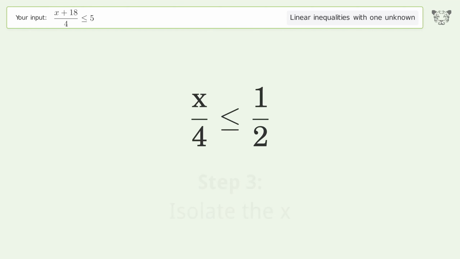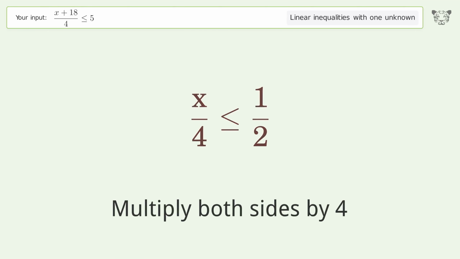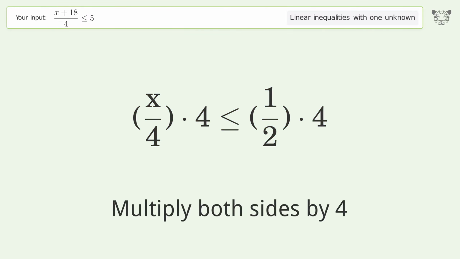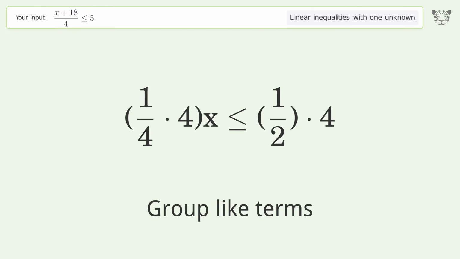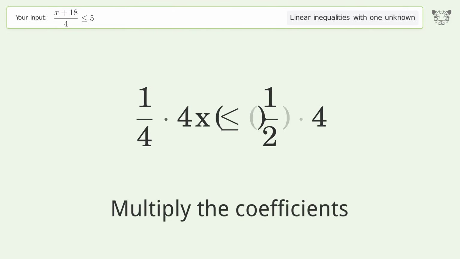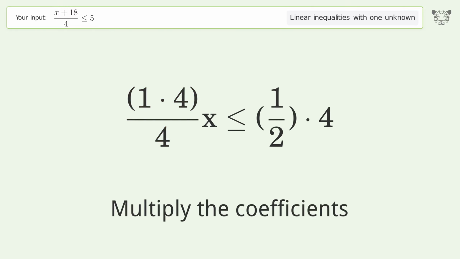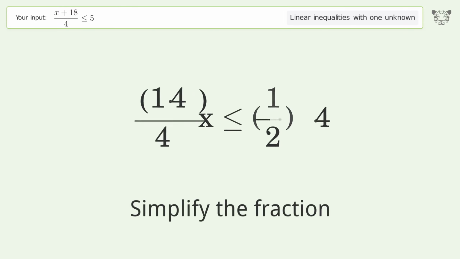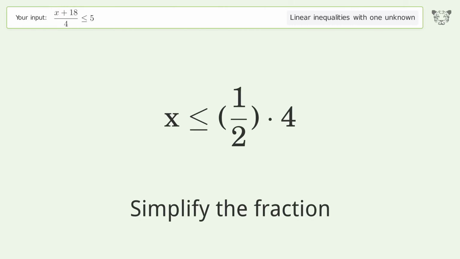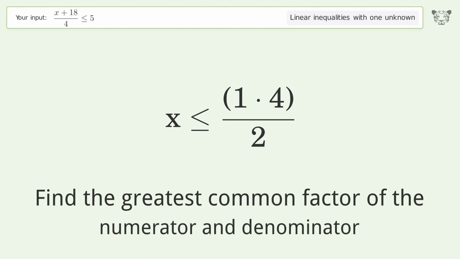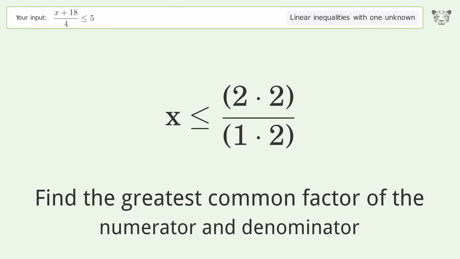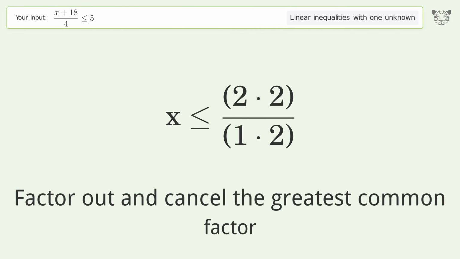Isolate the x. Multiply both sides by 4. Group like terms. Multiply the coefficients. Simplify the fraction. Multiply the fractions. Find the greatest common factor of the numerator and denominator. Factor out and cancel the greatest common factor.